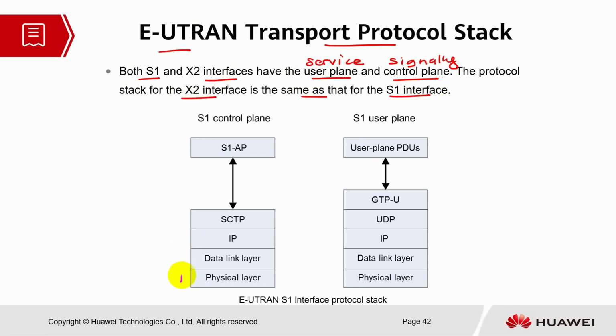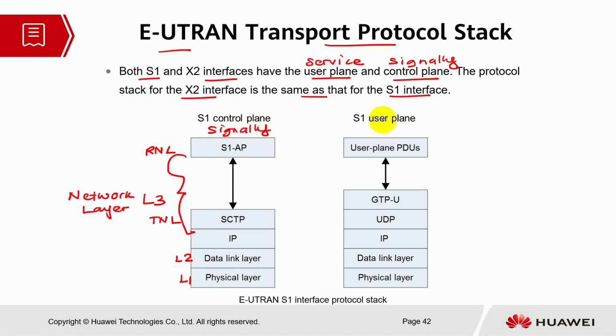So we have the physical layer, which is layer 1, data link layer, which is layer 2, and the remaining part will be layer 3. Layer 3 is related to network layer. The network layer will be divided into TNL, transport network layer, and radio network layer. This is mainly dedicated for signaling, and S1 user plane is mainly dedicated for services.